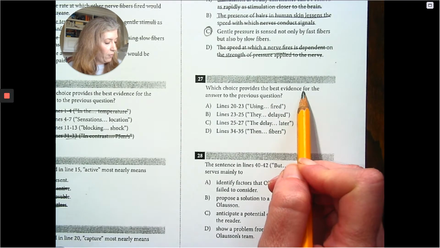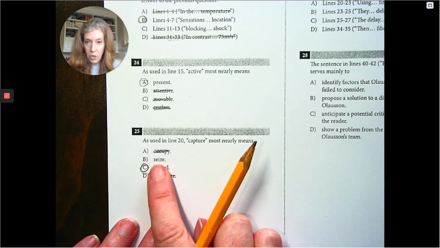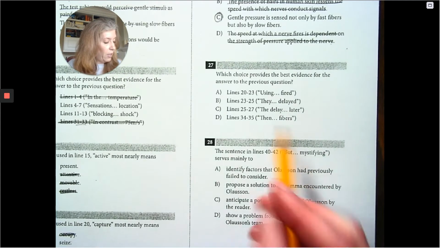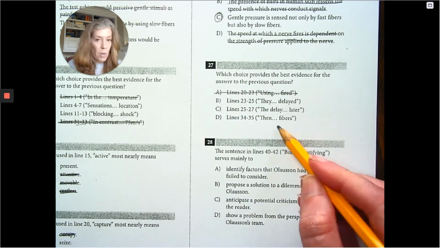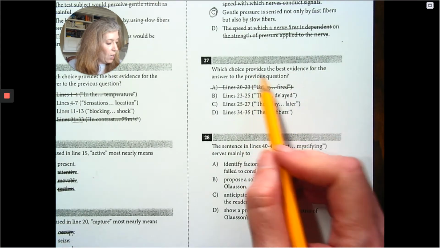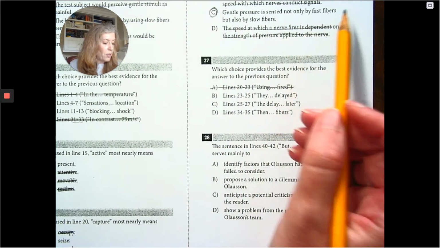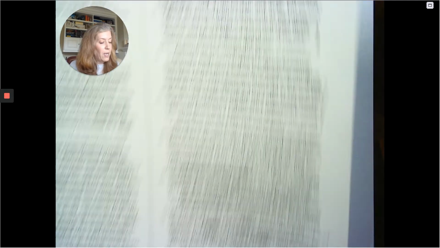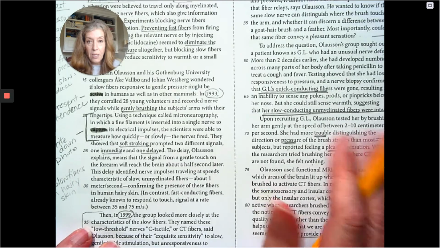Which choice provides the best evidence for the answer? Let's see if we can get rid of any of these. I think we could, because question 25 started at line 20, we could get rid of A. But we can't get rid of anything else, though we've narrowed it down to three. So we're looking for them to say gentle pressure is sensed not only by fast fibers, but also by slow fibers. Because we circled 1993, it's going to help us get to the answer really quickly.